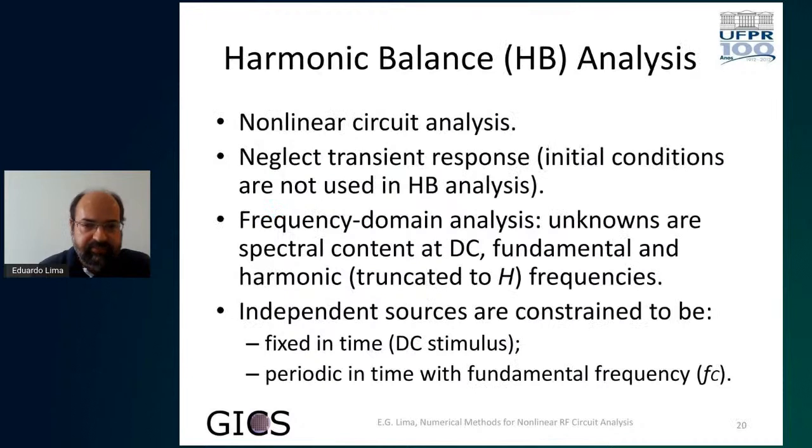Harmonic balance, or simply HB, is a nonlinear circuit analysis. Harmonic balance neglects transient response, so it does not use initial conditions. Harmonic balance is a frequency domain analysis, in which the unknowns are constant DC values and constant amplitudes of sines and cosines at the fundamental and harmonics up to the order capital H. In harmonic balance, the independent sources are constrained to be DC stimuli and AC stimuli with a fundamental frequency fc.